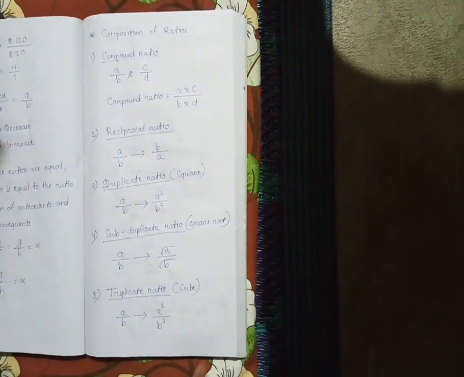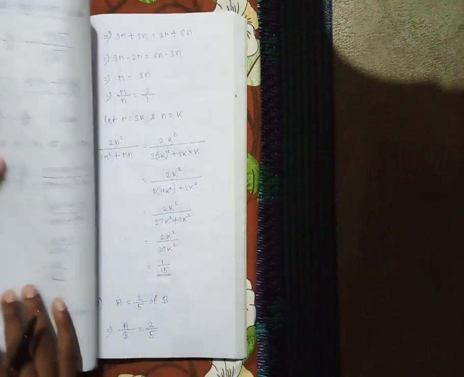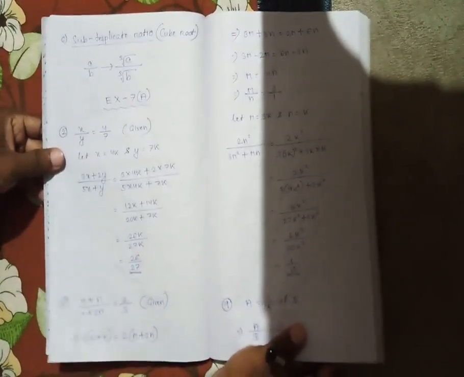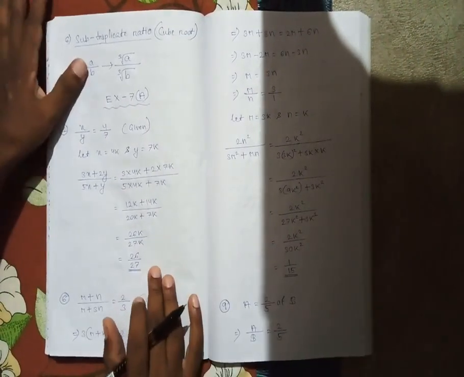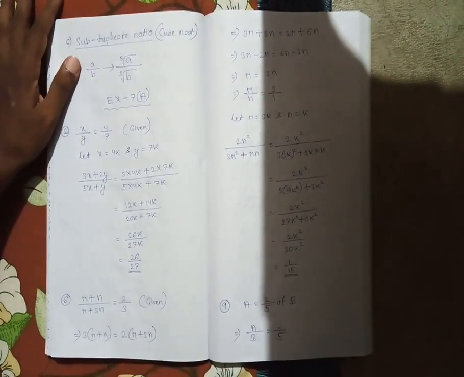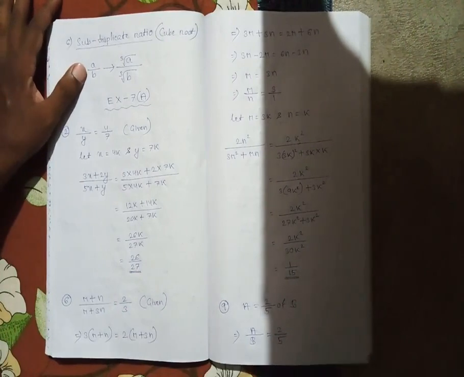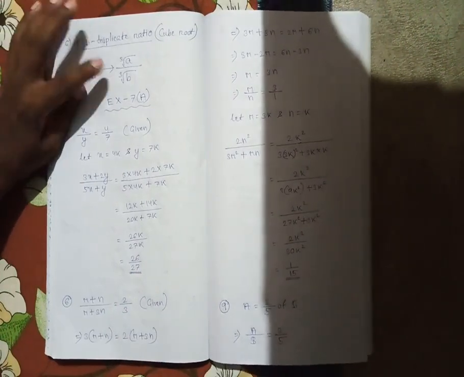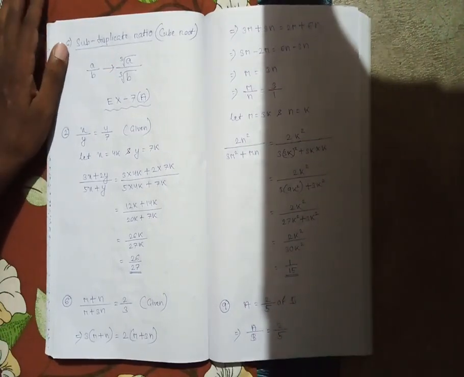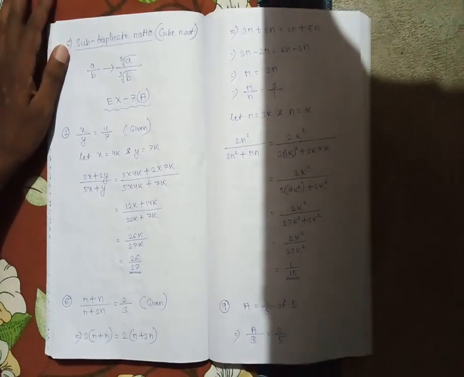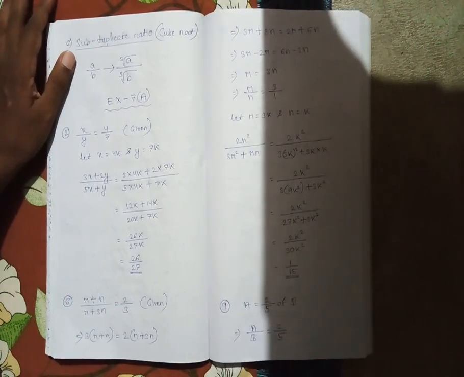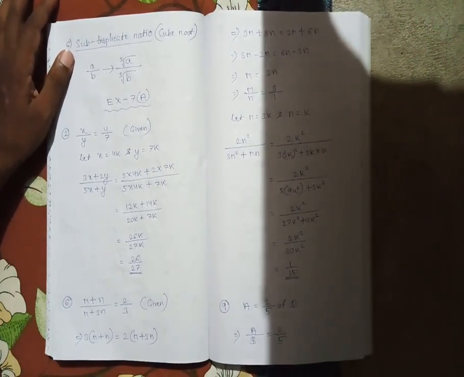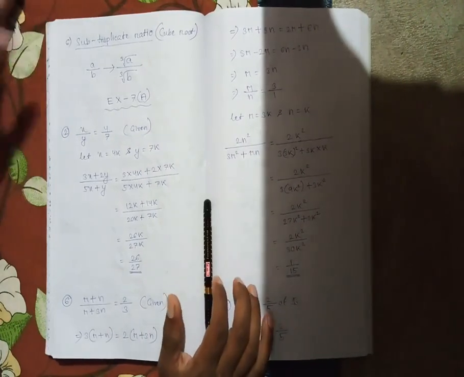Next is subtriplicate ratio. Subtriplicate ratio means cube root. The subtriplicate ratio of A by B is cube root of A by cube root of B. So these are some concepts related to ratio. Let us solve some problems from exercise 7a. You can open your book, exercise 7a.